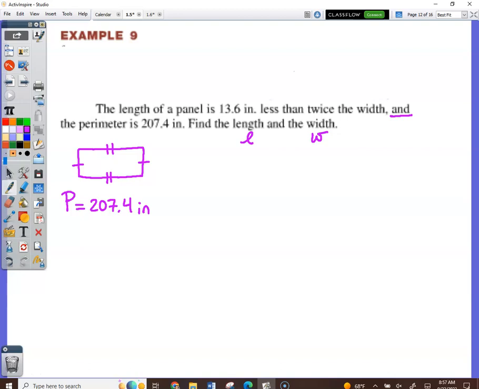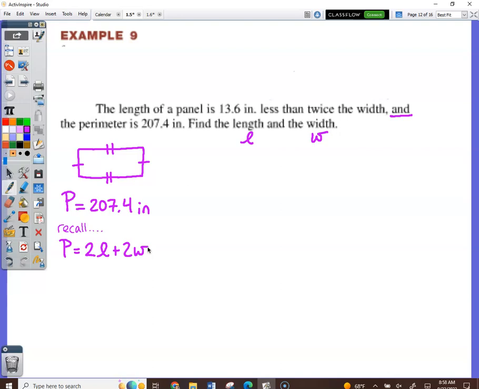So the formula for perimeter of a rectangle, if you recall this, I'm going to write recall. P equals 2L plus 2W. The 2's come from the fact that the lengths are congruent and the widths are congruent. There's 2 of them, right? So the perimeter is 207.4, and we're calling that the formula for perimeter is 2L plus 2W.